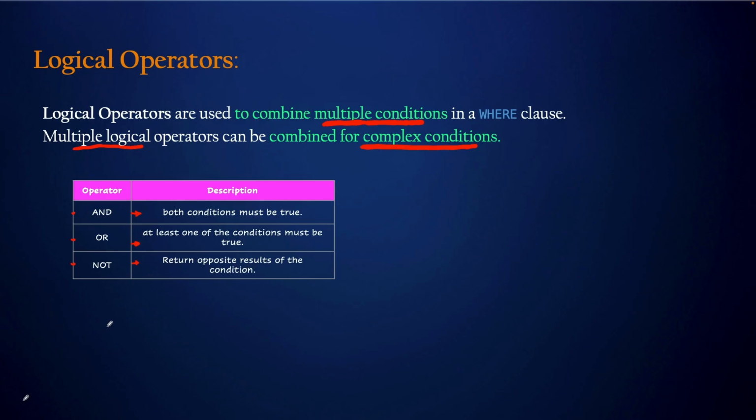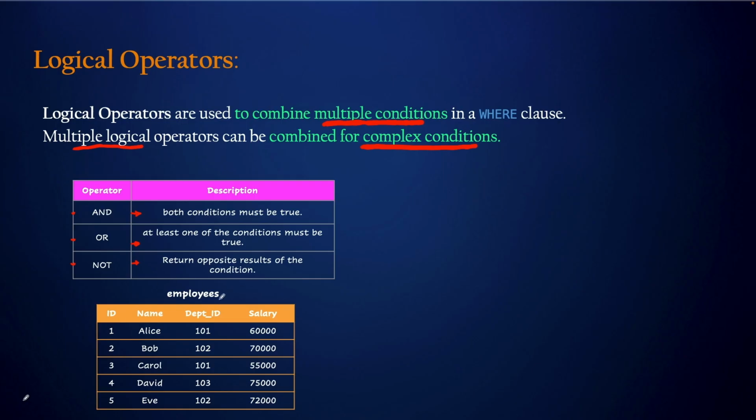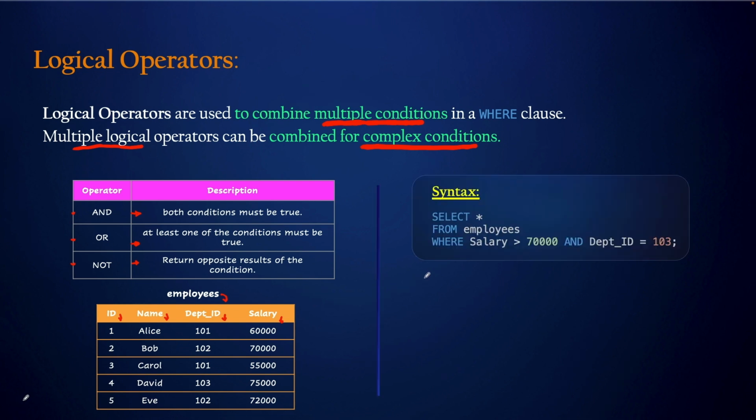Let's try to understand in detail how to use that condition using syntax. This is your employee table. You have IDs, you have names, you have department IDs, and then you have salaries. What is the syntax for logical operators? This is where you are selecting all columns from your employee table. This is your table. And now you're using your where clause.